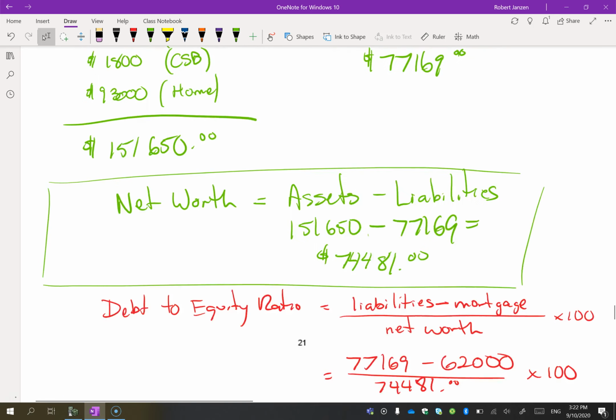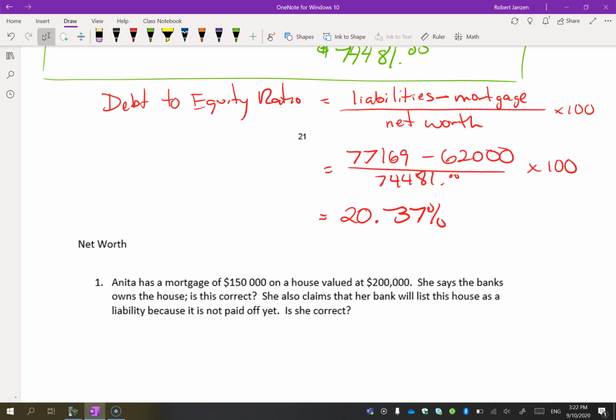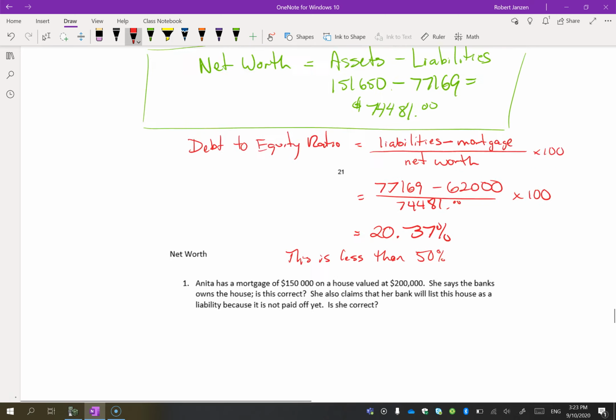What is her debt to equity ratio? It's 20.37. This is less than 50%. 50% is kind of like the line between good and bad, I guess, even though it's not quite that simple. But 20% is good. It's well below 50%. Okay, so two pretty simple concepts there.